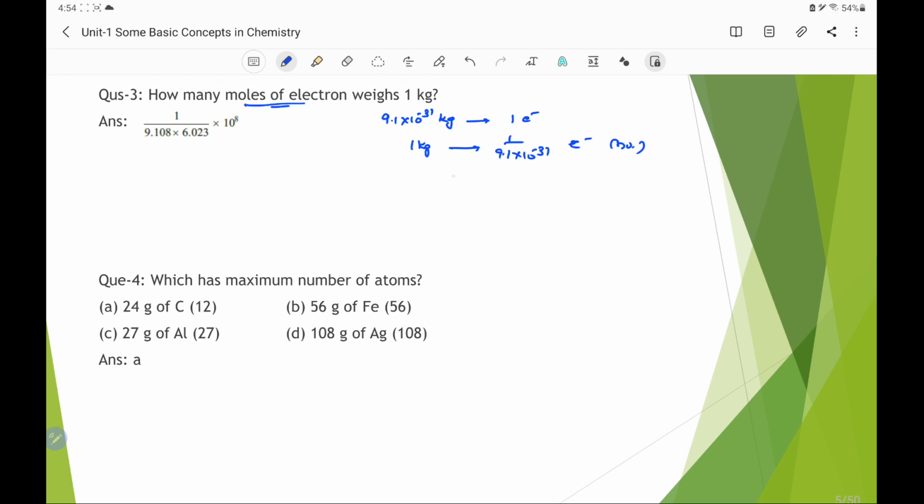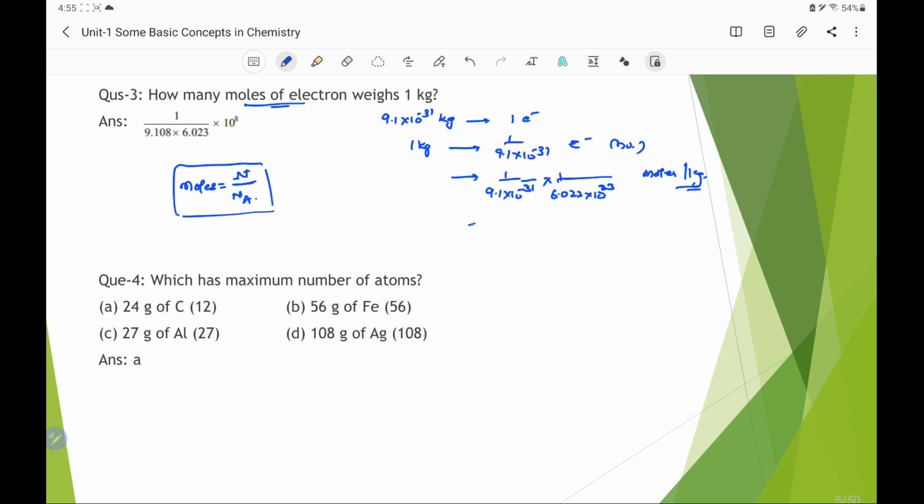So the total number of electrons, if we have to talk about the moles which we already defined, will also be equal to the total number of particles divided by the Avogadro number. This will give the number of moles of the sample. So we have to divide this 9.1 into 10 to the power minus 31 by the Avogadro number, that is 6.022 into 10 to the power 23. So it gives the number of moles per kilogram.